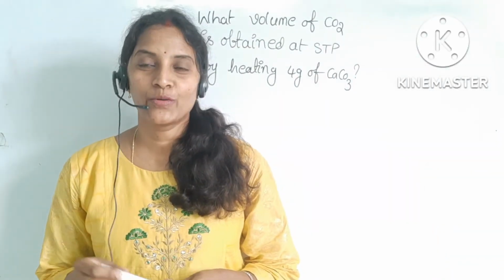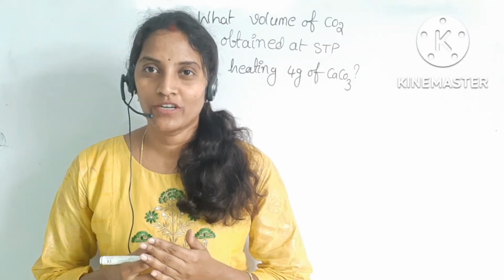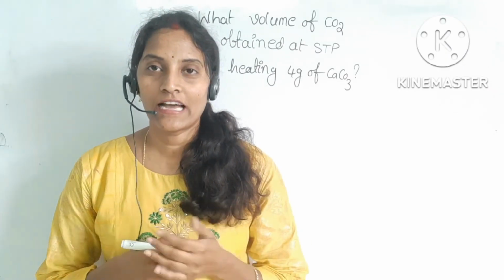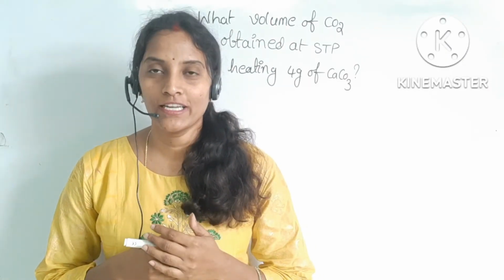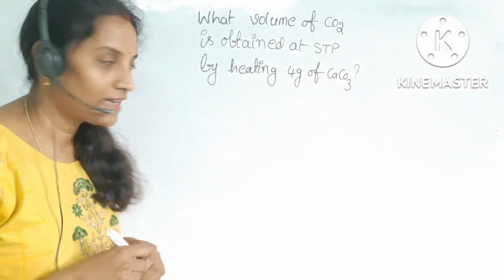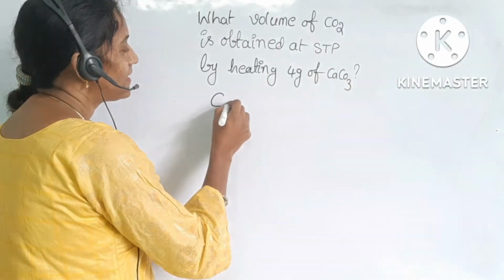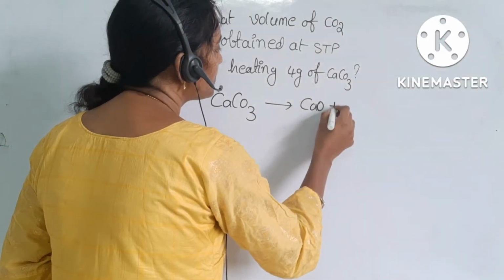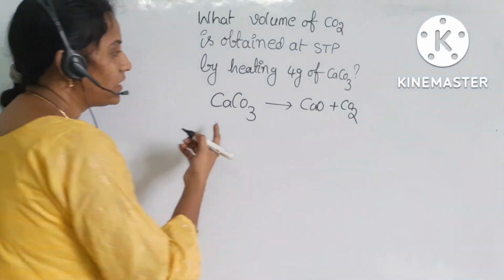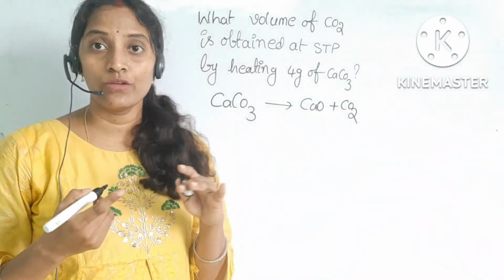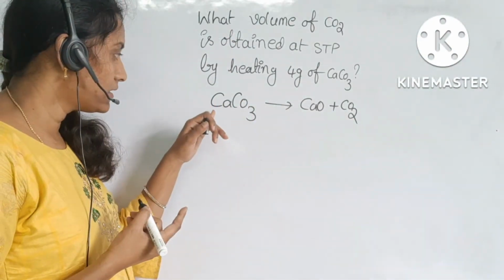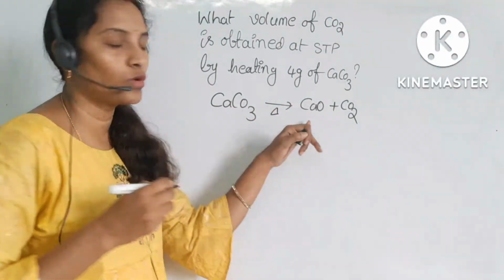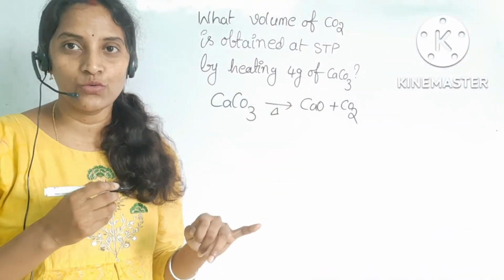In this problem, if you see, what volume of carbon dioxide is liberated if 4 grams of calcium carbonate is heated. Then you should write a balanced chemical equation for this. CaCO3 will give you calcium oxide and carbon dioxide. Everyone is in the ratio of 1 mole. If it is heated, it will produce 1 mole of CaO and 1 mole of CO2.